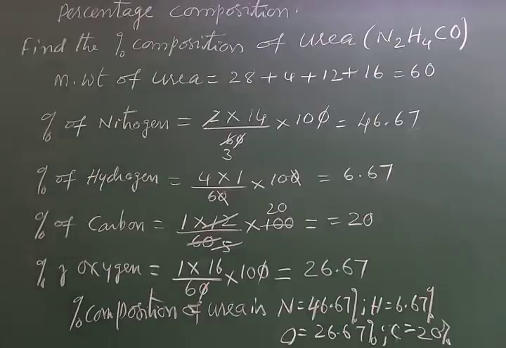Percentage composition means percentages of various elements present in the given compound. Percentage means per 100. That is, the masses of various elements present in 100 grams or 100 parts by mass of the compound is said to be the percentage composition. Okay? So in this way, the percentage composition can be calculated.